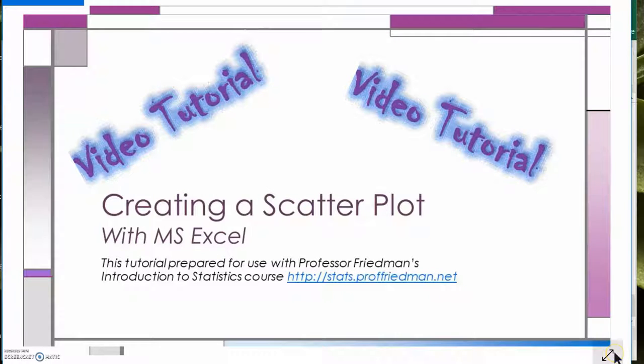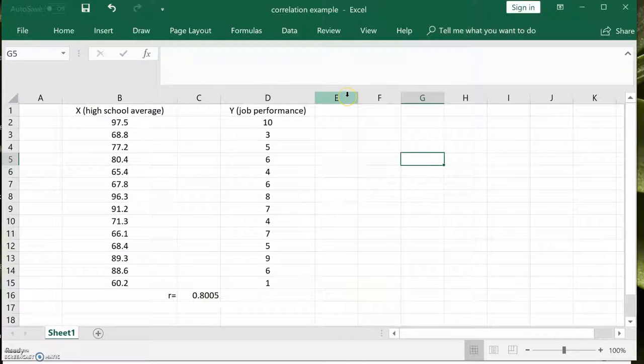In this video tutorial, we're going to show you how to make a very nice scatter plot in Microsoft Excel. We'll even include a trend line for you. Okay, let's look at our data. Okay, here's our data. And before, we learned how to do the correlation coefficient, which was 0.80 approximately.